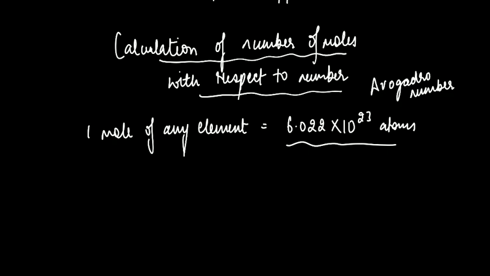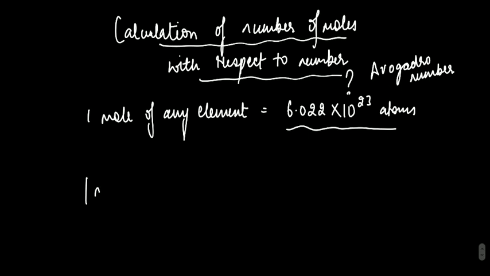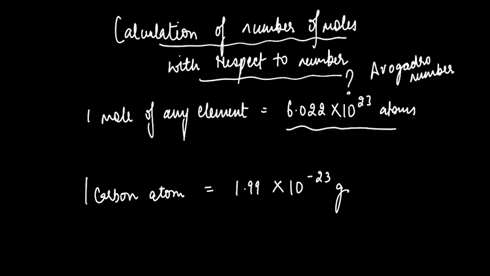Now, why this number? How did this number come in? First, we will discuss that. Now, I'm going to take carbon. Most of the time when they're discussing mole, they always consider carbon because it's taken as a standard. So, one carbon atom is roughly equal to 1.99468. You can elaborate that number. I'm keeping it as 1.99 into 10 raised to the power minus 23 gram. This is roughly the weight of one carbon atom.